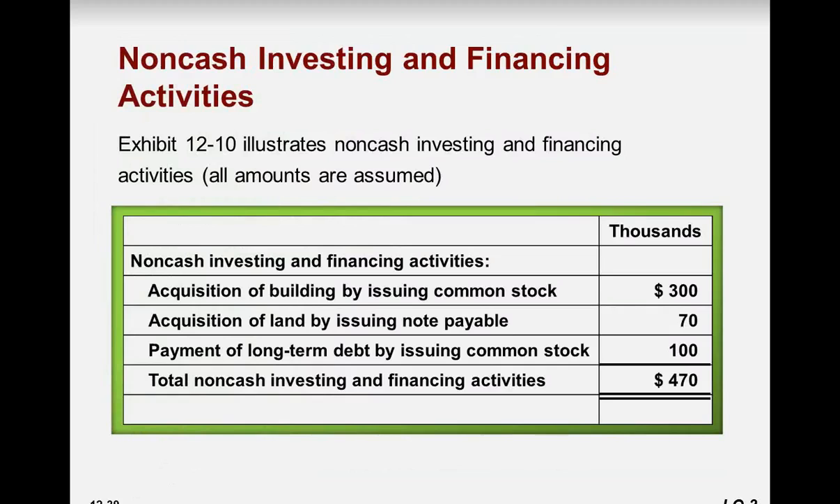We also need to note at the bottom of our cash flow statement, if we do anything investing and financing that is not for cash. So if we buy a building by issuing stock, we want to list that. Acquisitions of land by issuing a note payable. If there were cash involved, then the cash would be under the investing, but you would still note the $70,000 in the non-cash investing as an example.